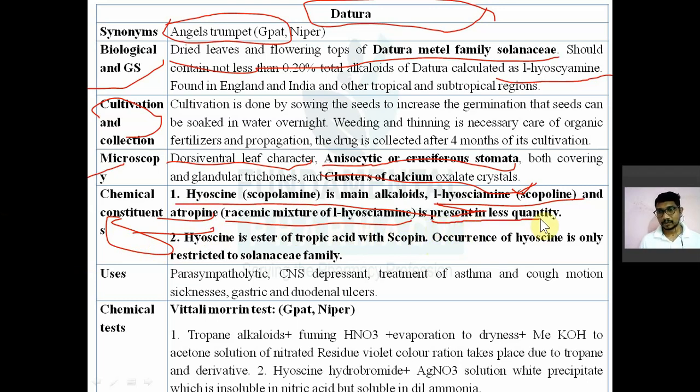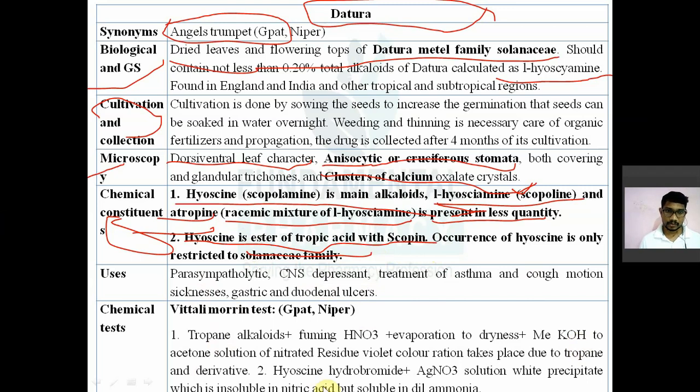So mostly it is present in the Atropa belladonna. Atropine is mostly present in the Atropa belladonna, but some less amount of atropine is also present in the Dhatura. Hyoscine is an ester of tropic acid with a scopine base. Okay, so occurrence of hyoscine is only restricted to this Solanaceae family. These are the chemical constituents.